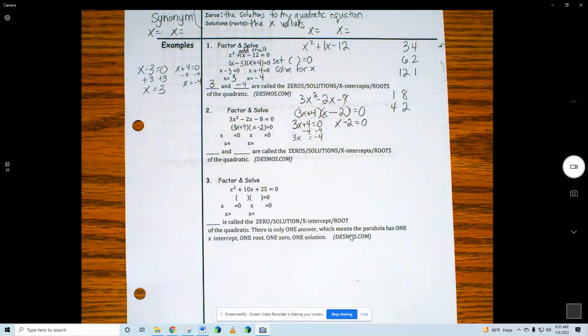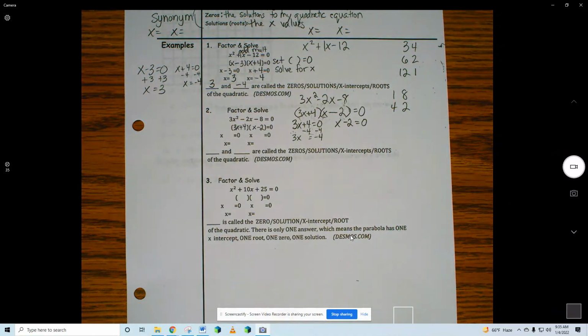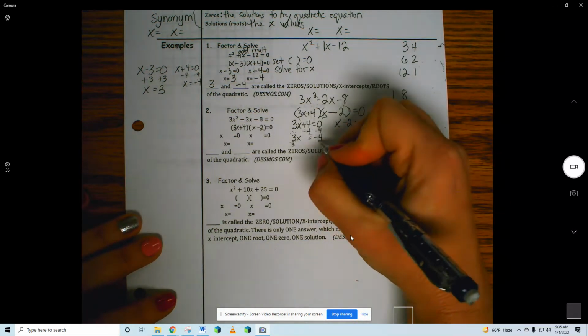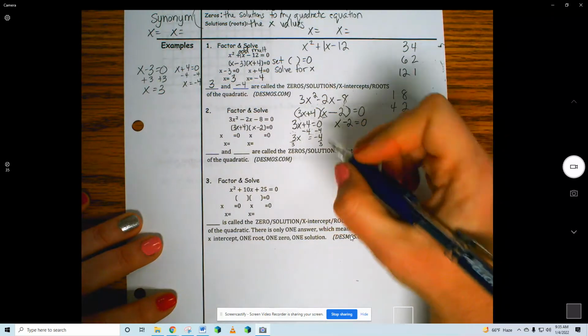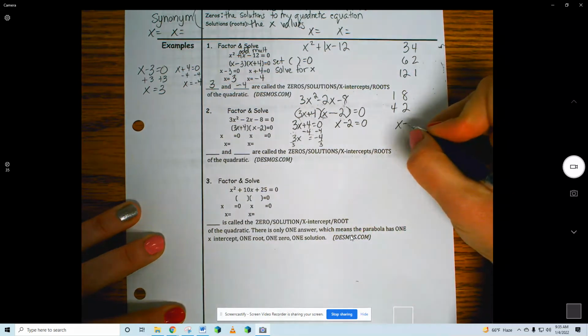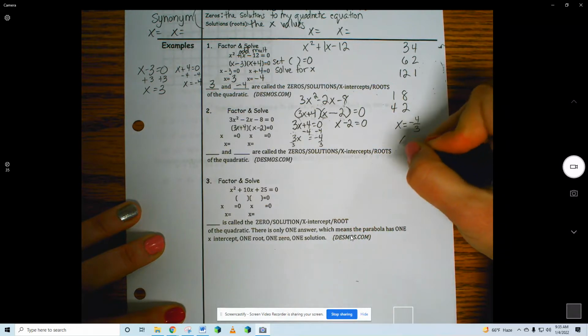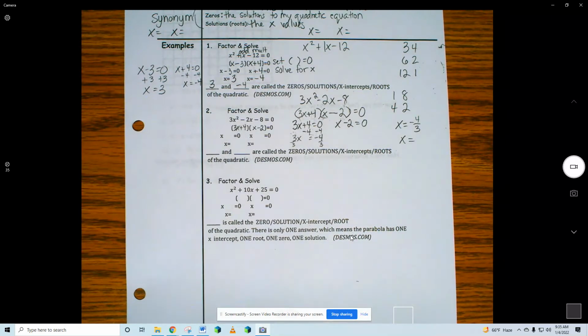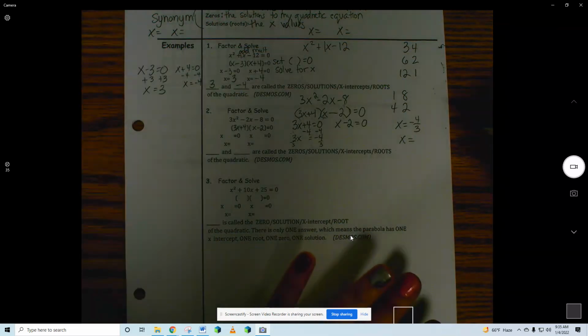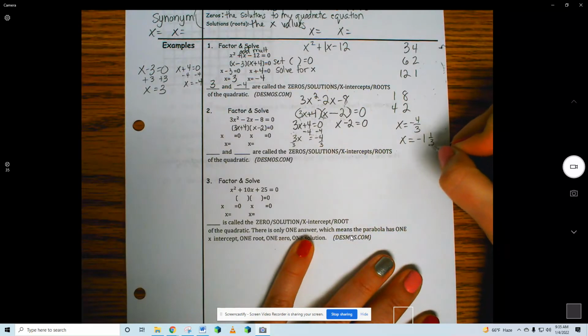Then what? How do I get x alone? Divide by 3. X equals, I'm out of space, negative 4/3. That's not a number that I could plot. That's an improper fraction. I need to change that to a mixed number. So how many times does 3 go into 4? It's 1 1/3. Negative 1 1/3.